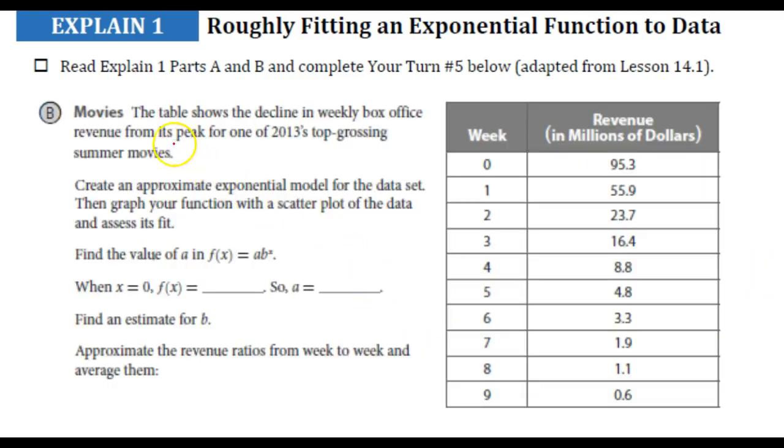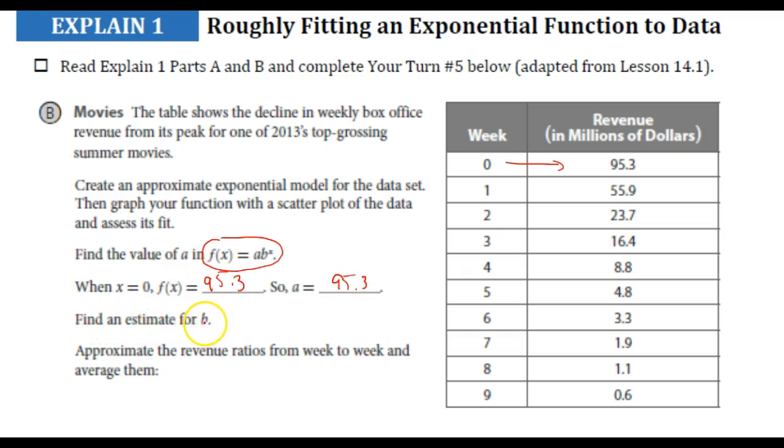On part B, here we're given movies. It says the table shows the decline in weekly box office revenue, the amount of money, from its peak of one of 2013's top grossing summer films. So opening weekend, they always make the most money, and then as time goes on, they make less and less, right? So here we're going to find the value of a in this exponential function. When x is equal to 0, f of x would be about 95.3, which means that our a value is 95.3.